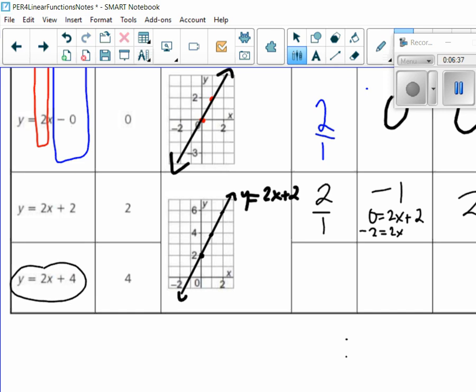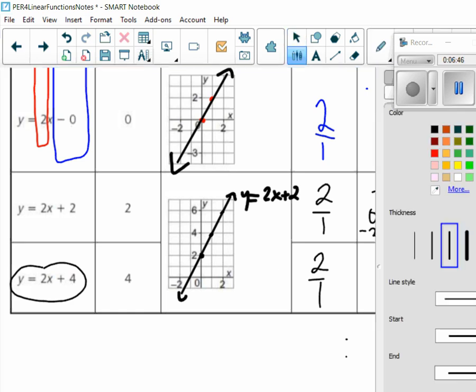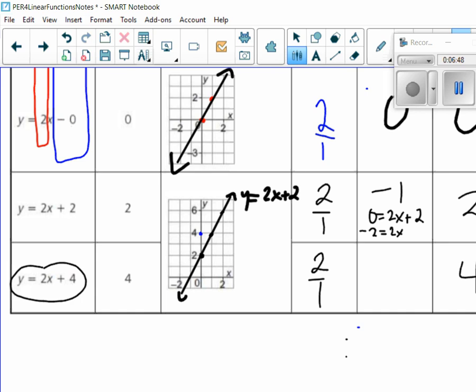What's my y-intercept? It's 4. What's my slope? 2 over 1. So what am I going to do? I'm going to put a point on 4, and I'm going to go up 2 over 1.